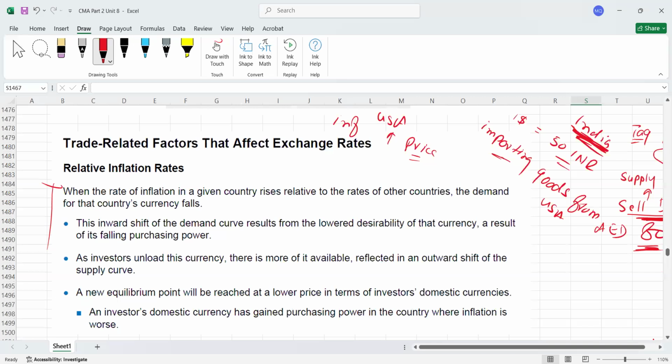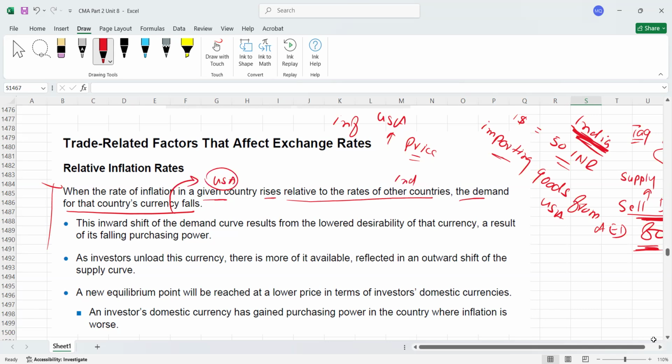First line: when the rate of inflation in a given country, I am assuming the USA, rises relative to the rates of other countries, I am assuming we are living in India, like if the rate of inflation in the USA is higher than in India, the demand for that country's currency will fall. Which country's currency? The US dollar. Why? Because due to this inflation, US goods will become more expensive for you, so you don't want to buy at a high price, right?